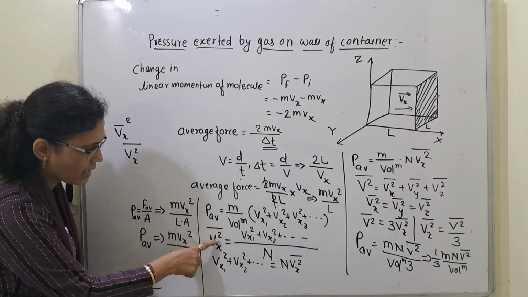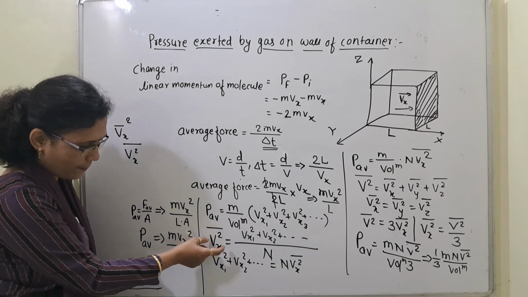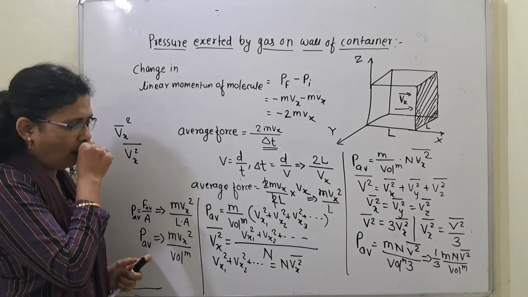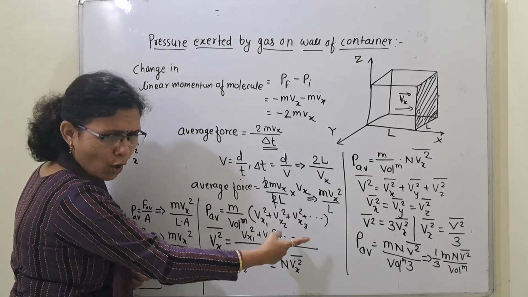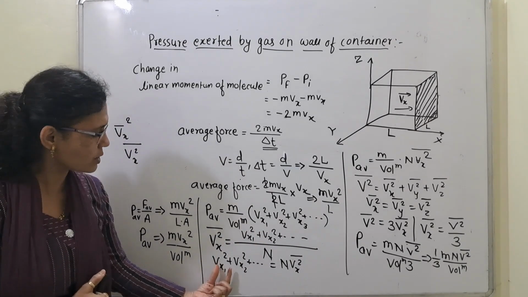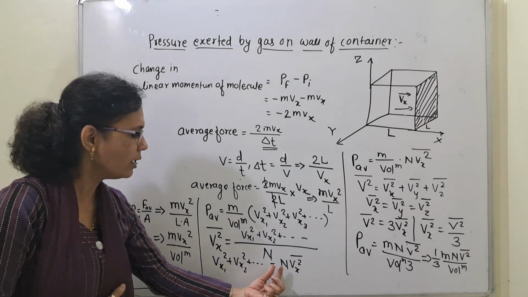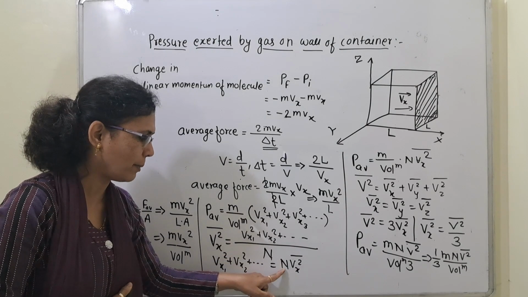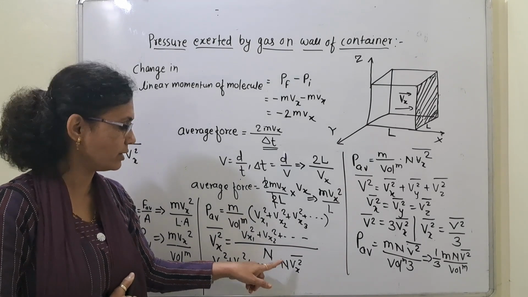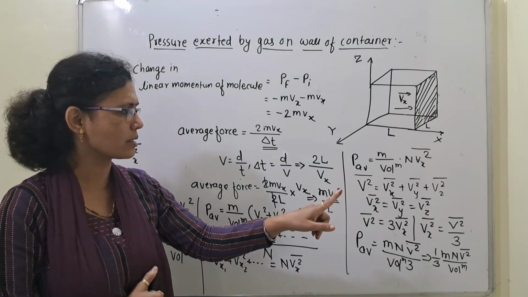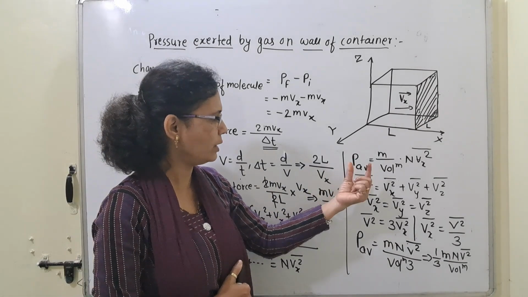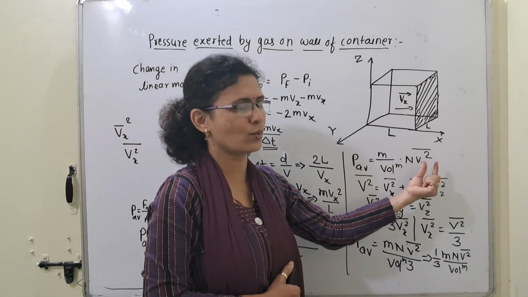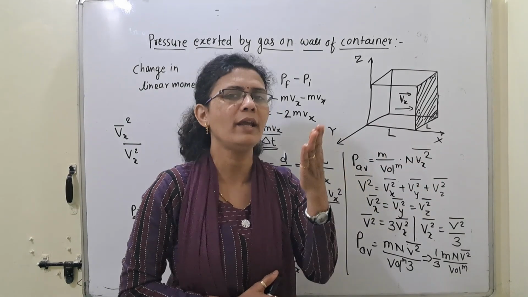Then what will I get? The value of Vx square average multiplied by the total number of molecules is nothing but the sum of all these square velocities. Therefore, Vx1 square plus Vx2 square and so on will be n into Vx square bar. The average velocity gets multiplied by the total number of molecules. That's why we get the sum of all the square velocities. So, if I put the value in P average, I will get P average is equal to m upon volume into n into Vx square bar. But it is for only the x-axis.